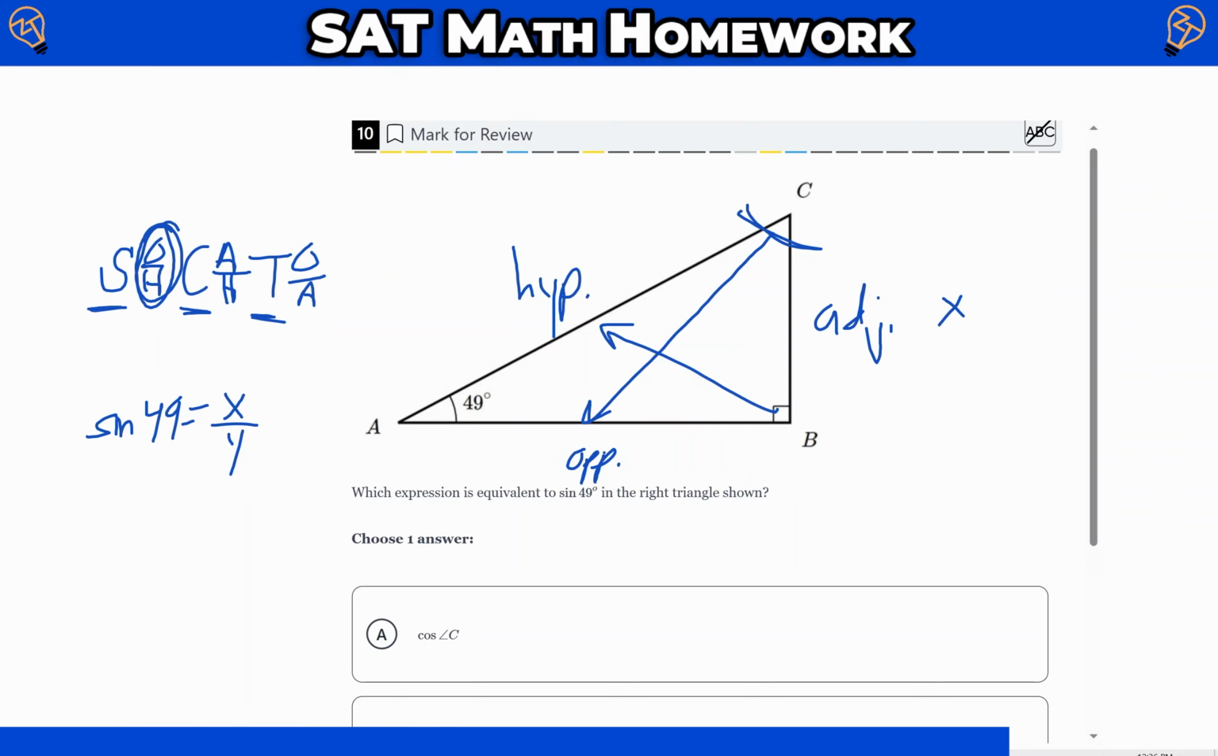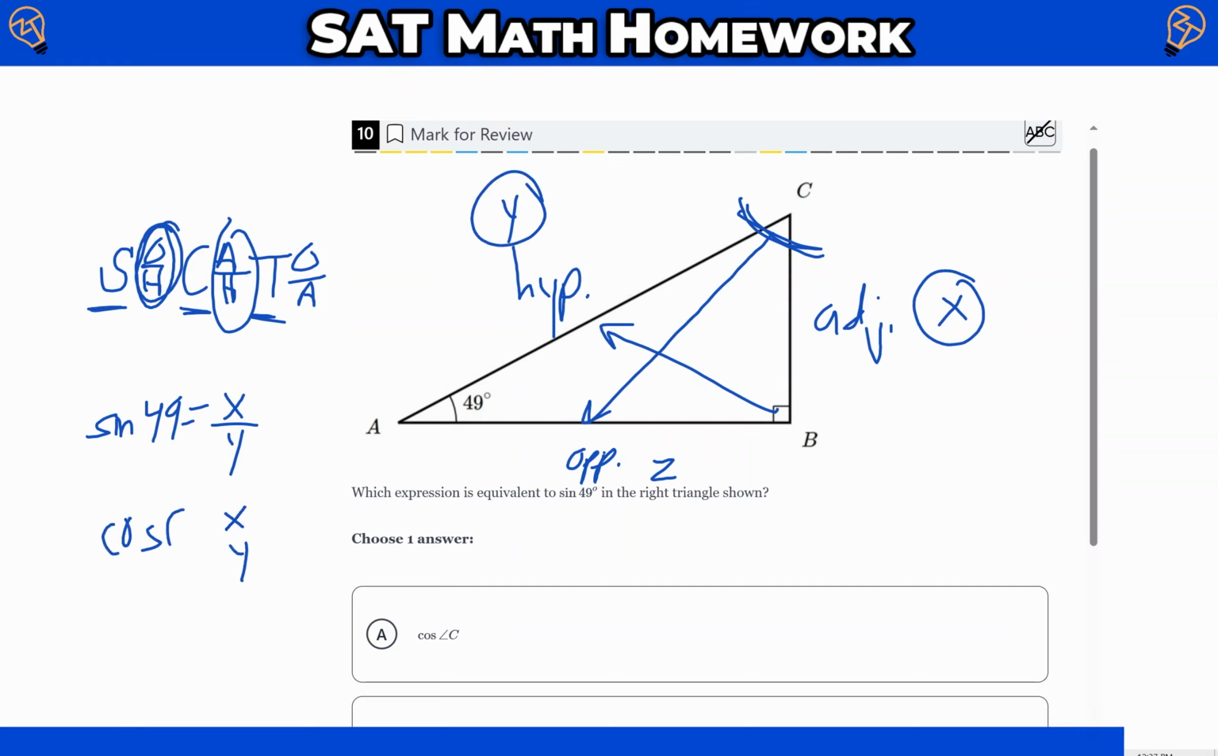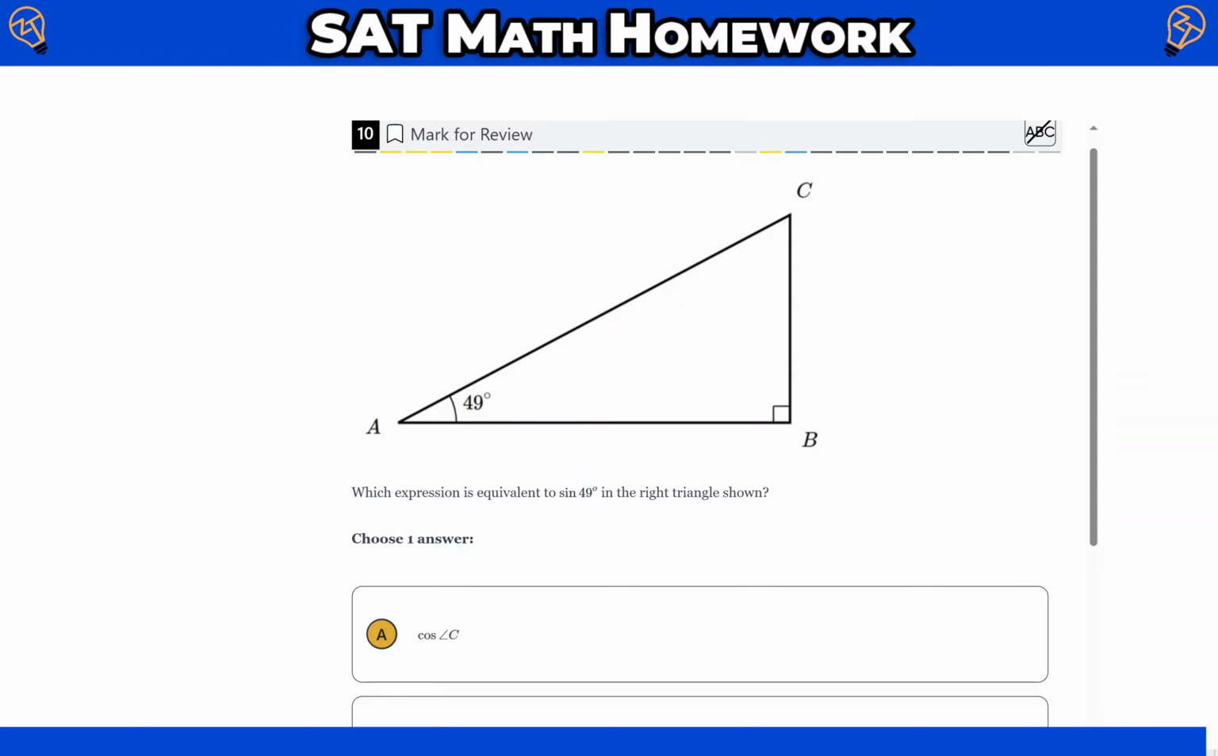Well, keep in mind, we labeled this as x and this as y. Let's go ahead and call this one z. And so if we do cosine from C, where cosine's adjacent over hypotenuse, you have adjacent over hypotenuse. Well, look at that. That ends up being equivalent to sine of 49, making the correct answer A. And you could have potentially gone through the other options, specifically if we didn't get the answer right away, but you would still find that the others don't work.